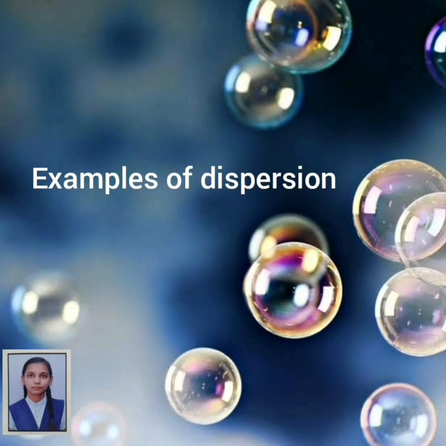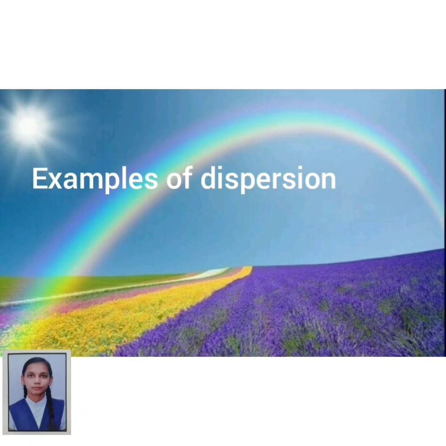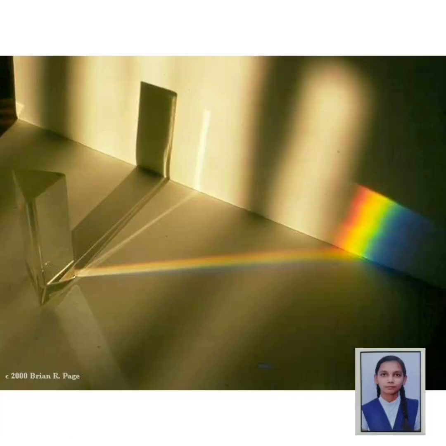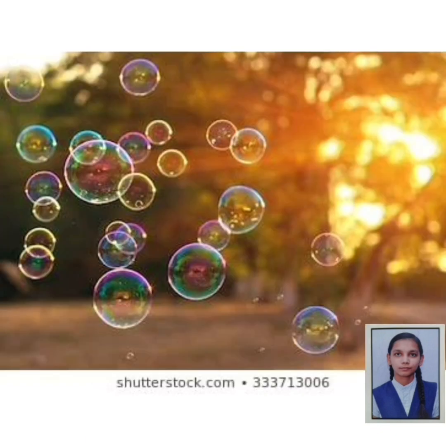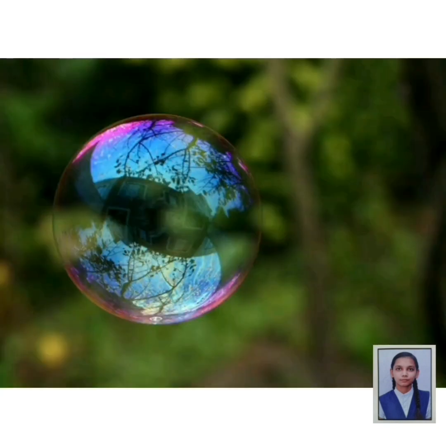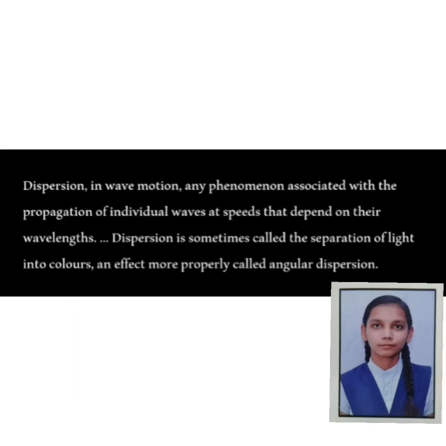Examples of dispersion of light in our daily life. After the rains, we see the rainbow in the sky, which is due to the dispersion of sunlight. When petrol mixes with water, we can see different colors, which is due to the dispersion of light. Dispersion of colors in a soap bubble. Dispersion of colors on CDs.